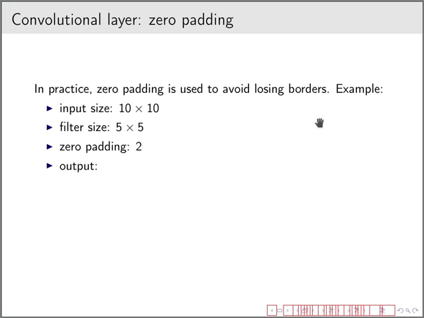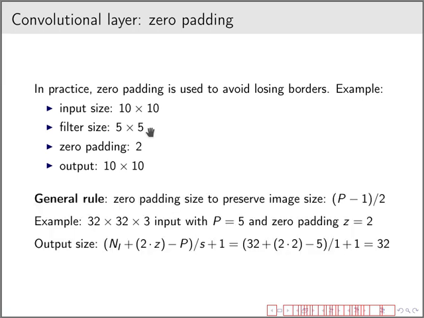As I said, in practice, 0 padding is used to avoid losing borders. If I have, let's say, a small 10 by 10 image and a filter size of 5 by 5, I have to 0 pad it by 2, so I actually make a 14 by 14 image and then apply the filter to have an output of 10 by 10. Otherwise I will lose 2 pixels on each side and end up with an output of 8 by 8, so I have to be careful and be aware of that.